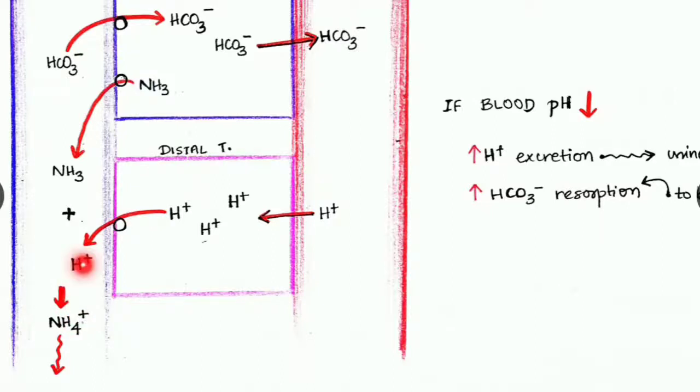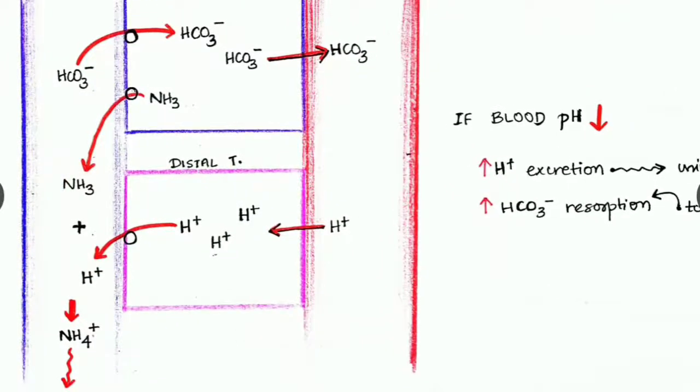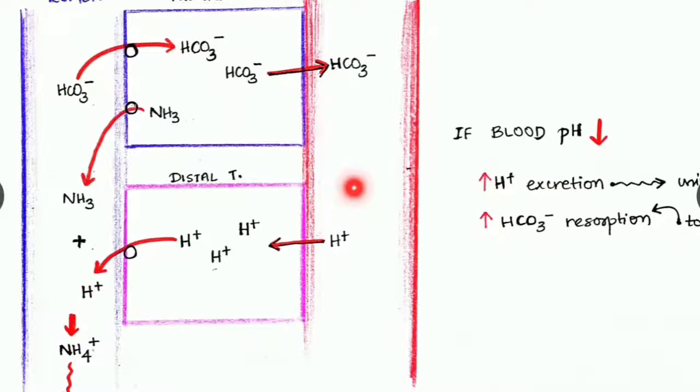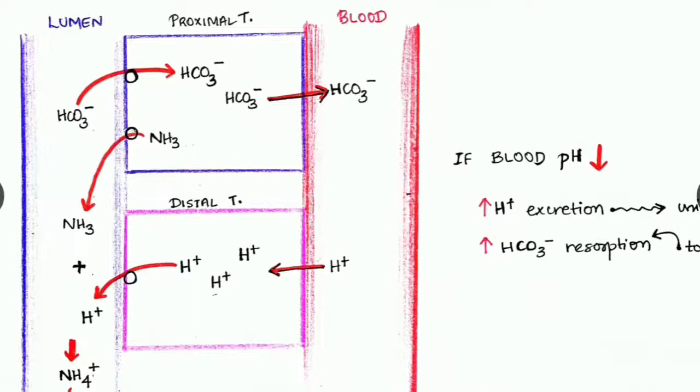How? This H plus is combined with ammonia to form ammonium ions, and these ammonium ions cannot be reabsorbed, and won't dissociate back into H plus or NH3. So thus it effectively removes the H plus being excreted into the lumen. And this is what is happening in the renal system.